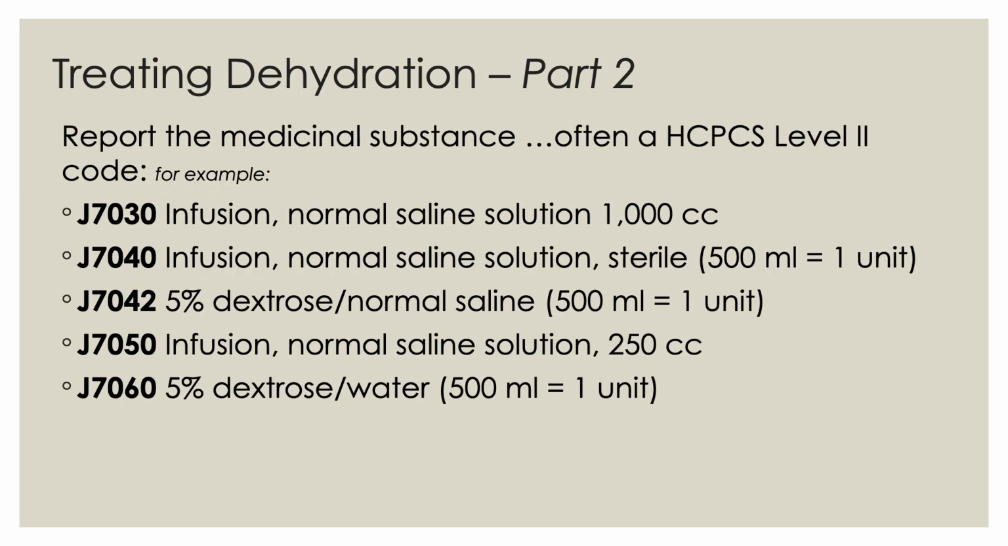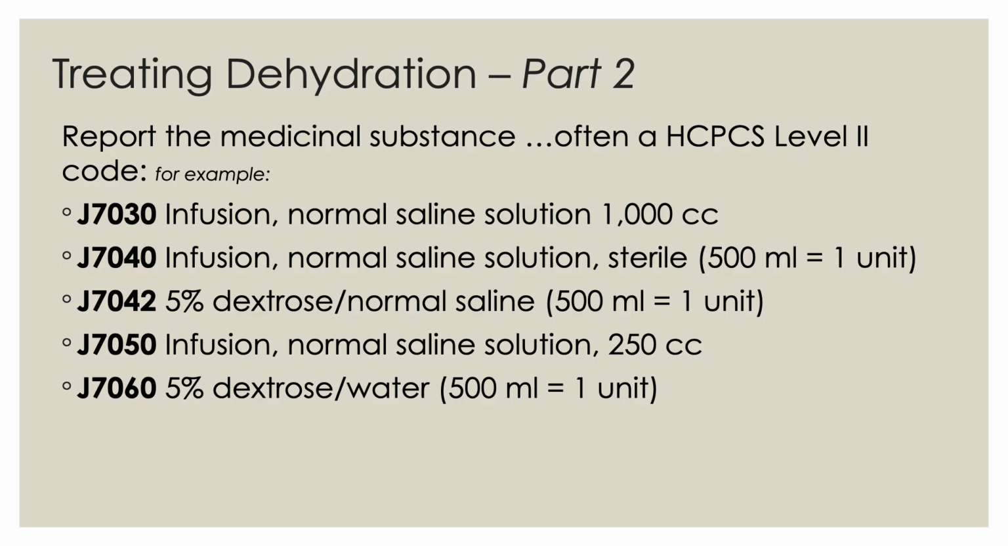And then we have to report for the medicinal substance, what was being infused. Here are 5 HCPCS level 2 codes. Typically, it will be a HCPCS level 2 code, often a J code. Why am I not saying always? Because there is no such thing in healthcare as always, okay? Oh wait, I just thought of one. Always read the documentation carefully and interpret what is there. Okay, so we have J codes, J7030 for the infusion of normal saline solution 1000 cc's.